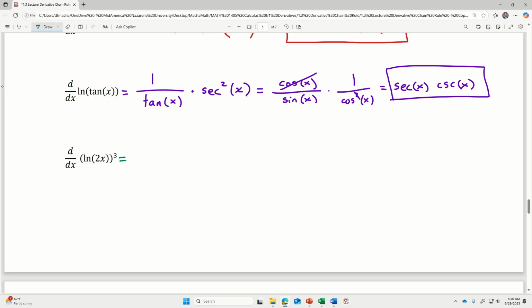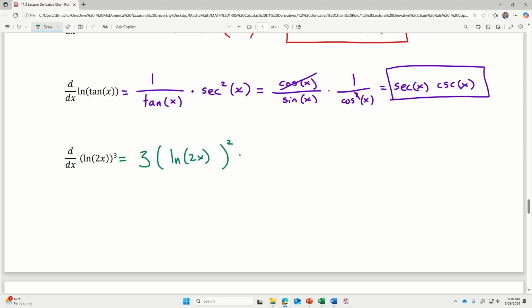What's the outside function here? Yeah, the outside function, what's going on the very outside of these parentheses, is everything's getting raised to the 3 power. And so I think about the power rule for derivatives. That means I bring down the 3, and then I reduce the power from 3 down to 2. Since this is the chain rule, everything else on the inside stays the same. The inside function is natural log of 2x.